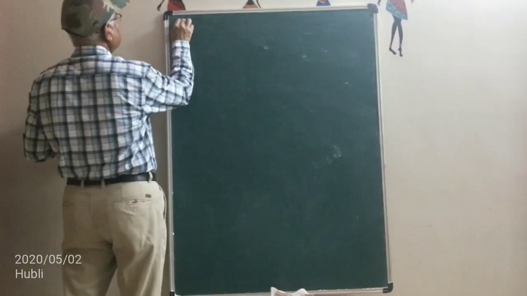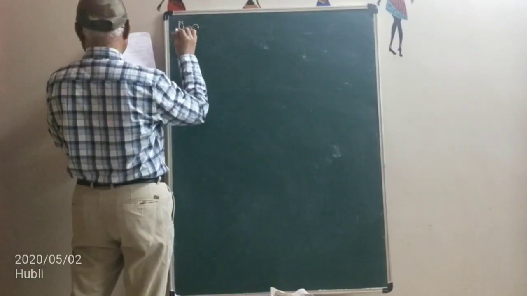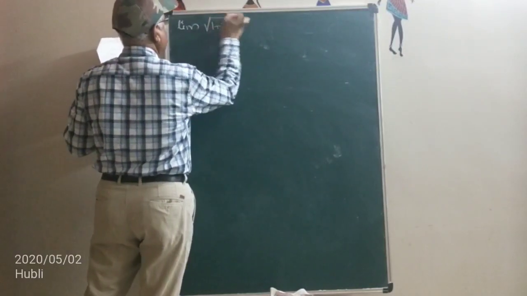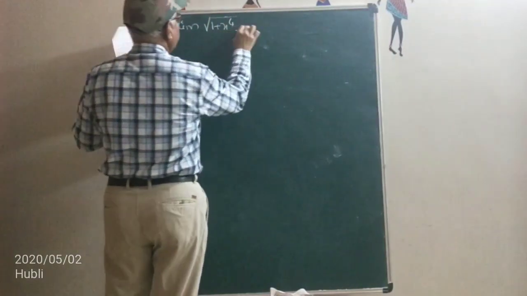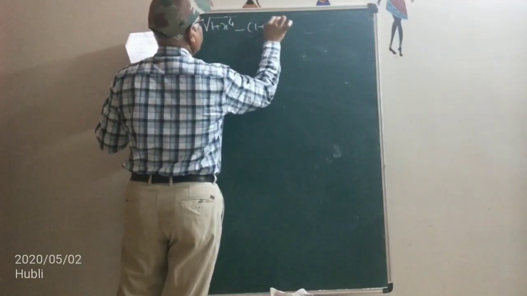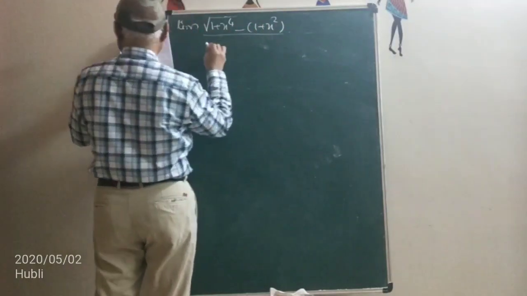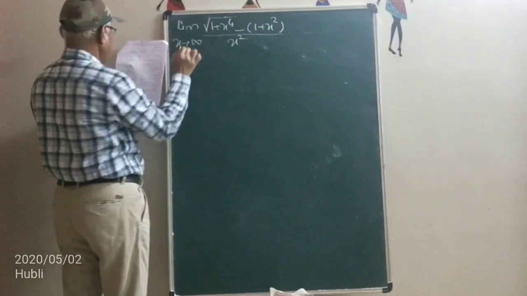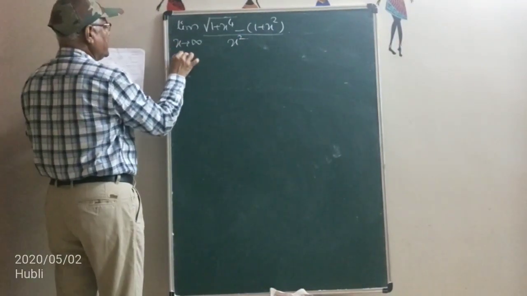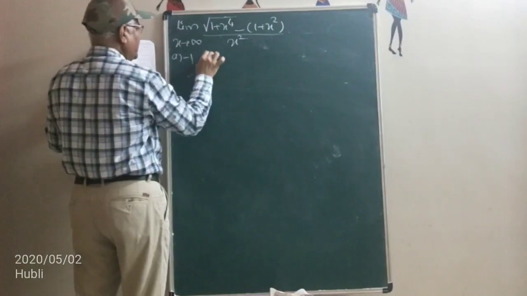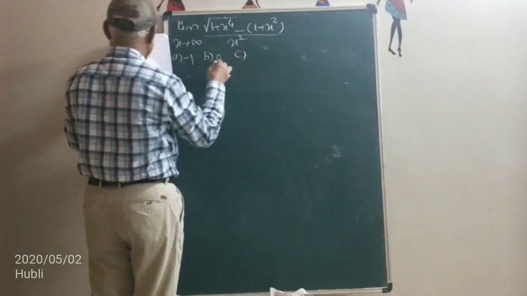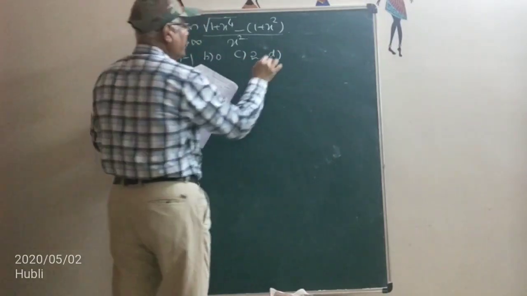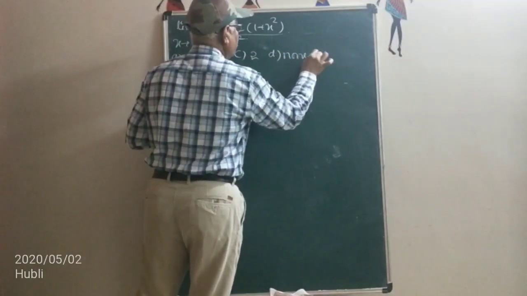Limit of root of 1 plus x raised to 4 minus into the bracket 1 plus x square divided by x square as x tends to infinity. The first option is minus 1, the second option is 0, the third option is 2, and the last one is none of these.